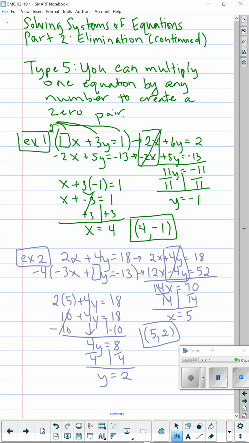Okay, so that's, like I said, we were starting with some relatively easy examples. So now we're going to take this up a little notch.